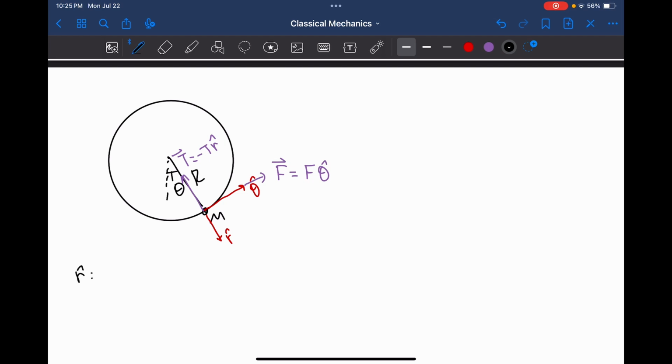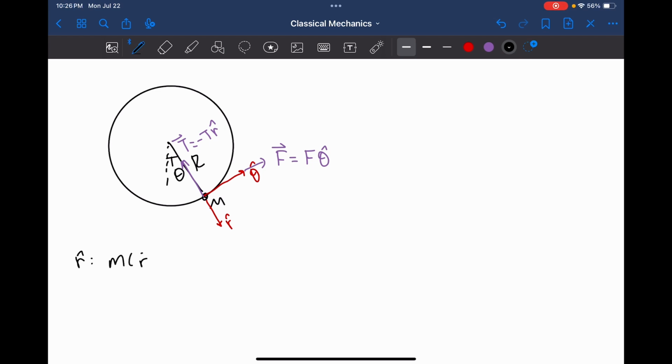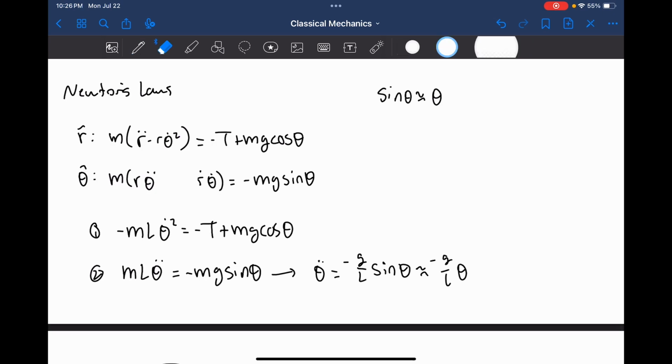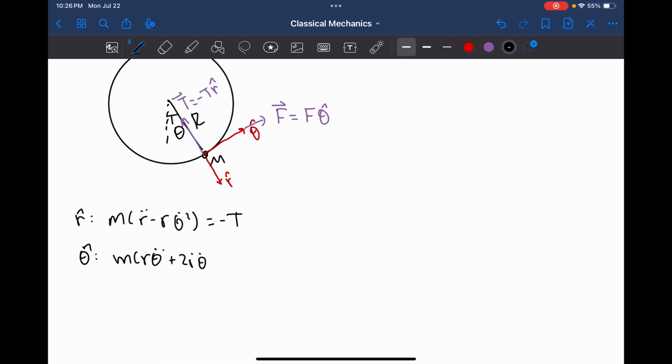So along the r hat direction, we have one force. So m times r double dot minus r theta dot squared is going to be equal to the r force, which is minus T, and then theta hat direction, we're going to have m r theta double dot. I just realized I stuck an extra m here. I'm sorry. The units wouldn't have made sense. Let's fix that real quick. Apologies, it's just a 2. So 2 r dot theta dot, and this is going to be equal to F in the theta hat direction.